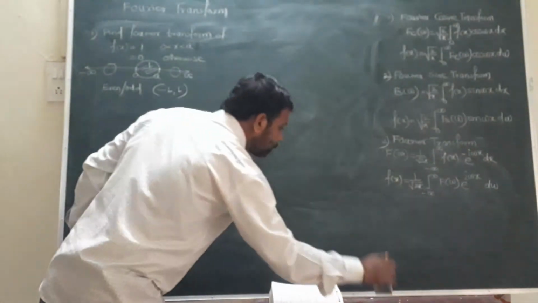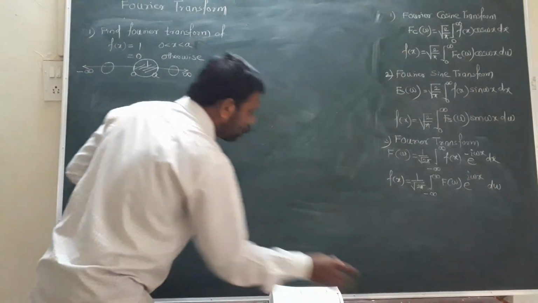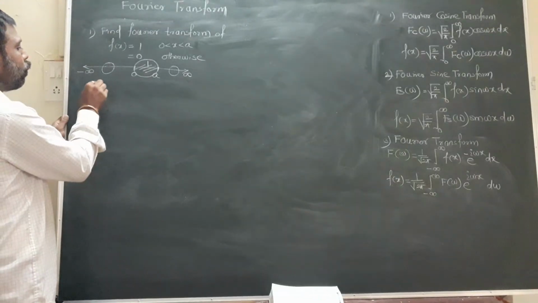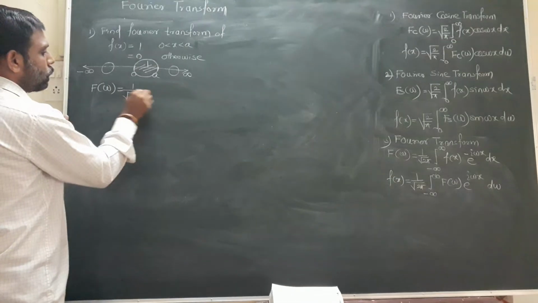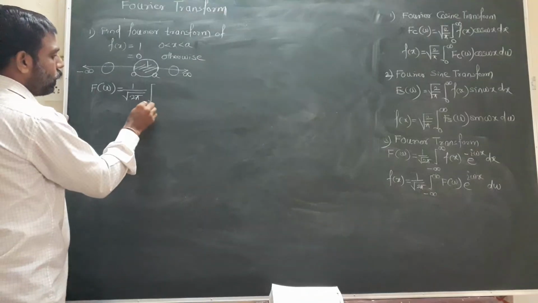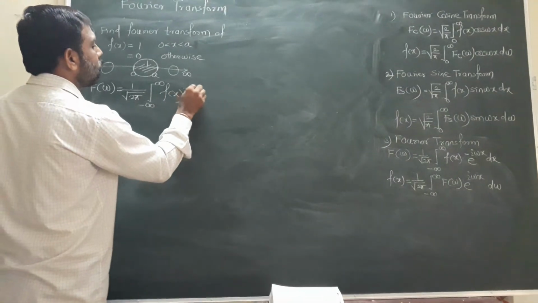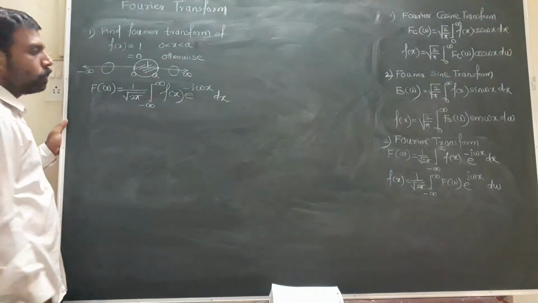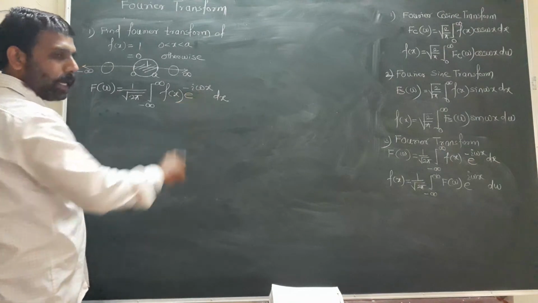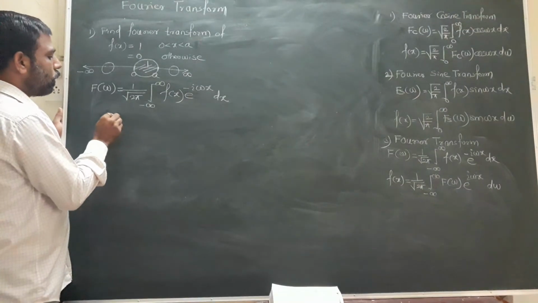Now we have to find the Fourier transform of this function. So we'll write down the Fourier transform formula. Limits from minus infinity to infinity, f of x e raised to i omega x dx. I am using omega as the operator here. You can use lambda also. I use omega here.